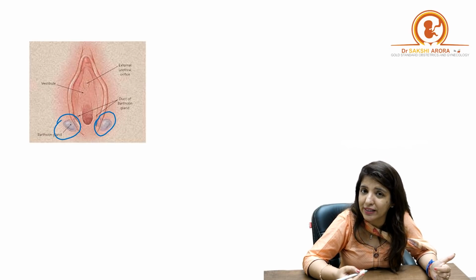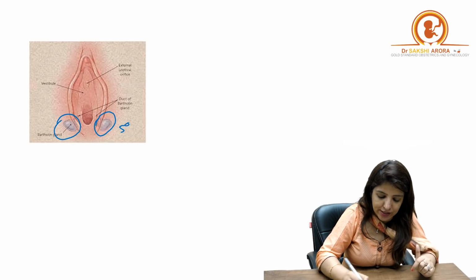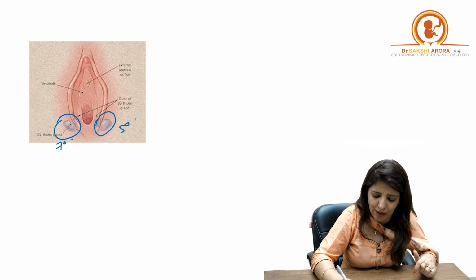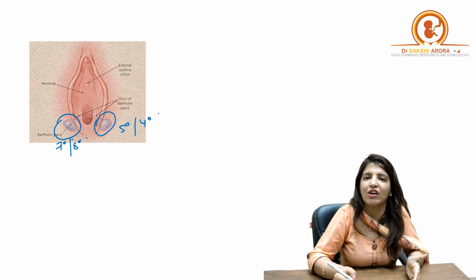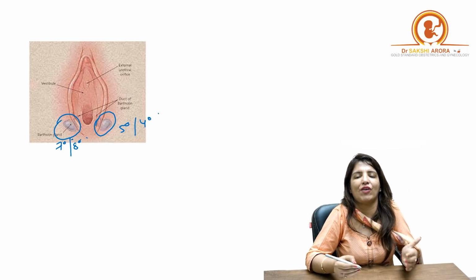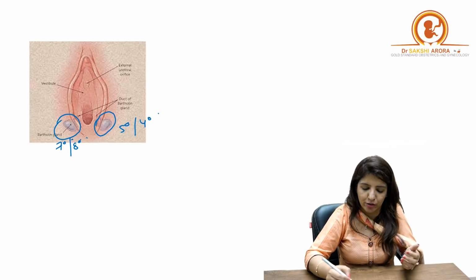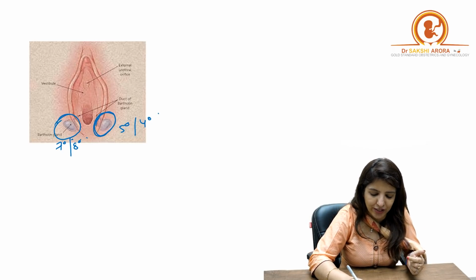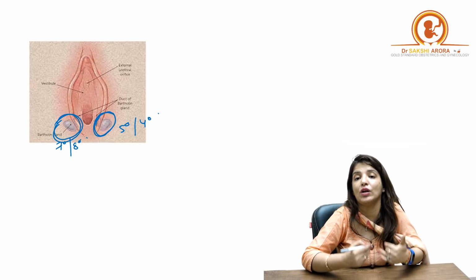Where are the Bartholin glands located? They are located at 5 o'clock or 7 o'clock position. Some books also say 4 o'clock and 8 o'clock position. So obviously if Bartholin gland is located at 5 o'clock or 7 o'clock position, when the ducts of these glands get blocked, they are going to present to you as swelling which will be present in the posterolateral wall of vagina.